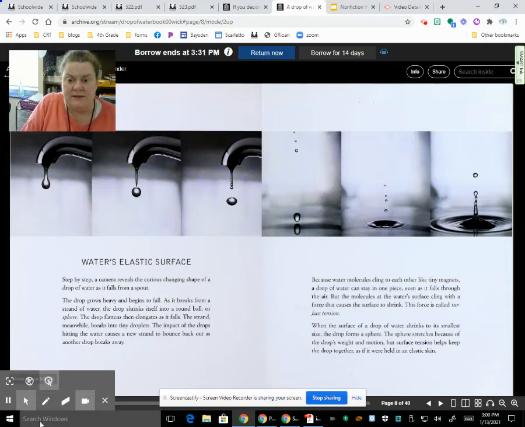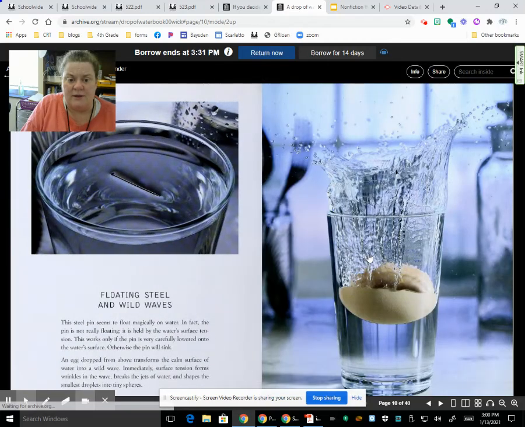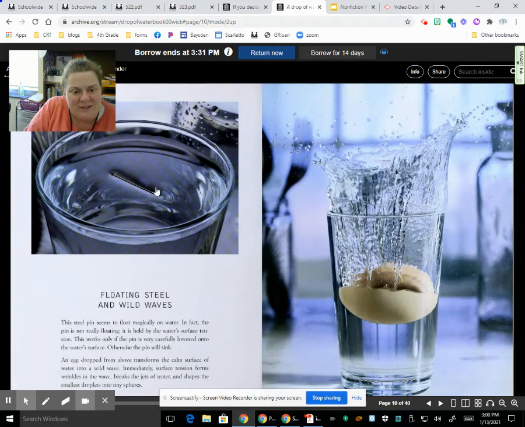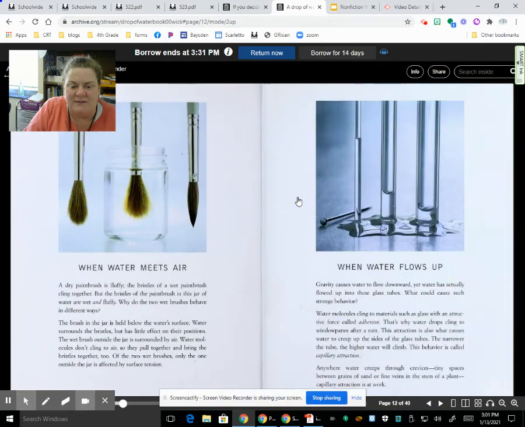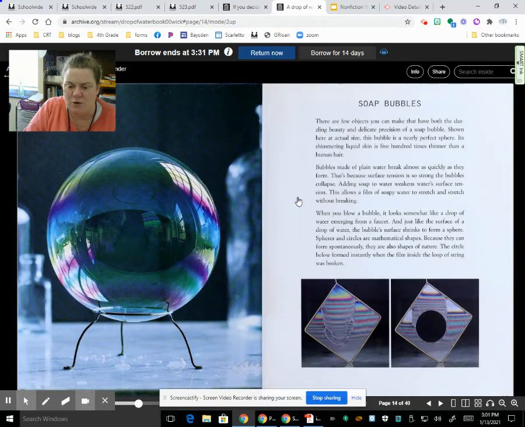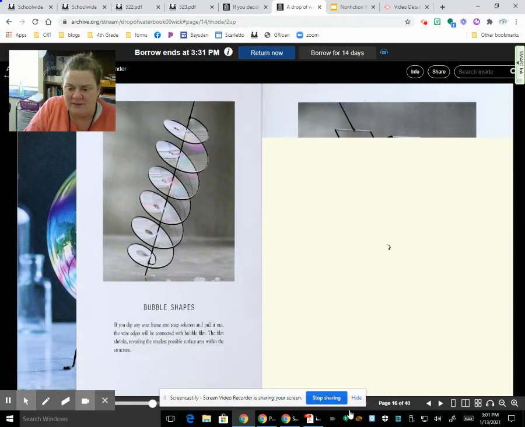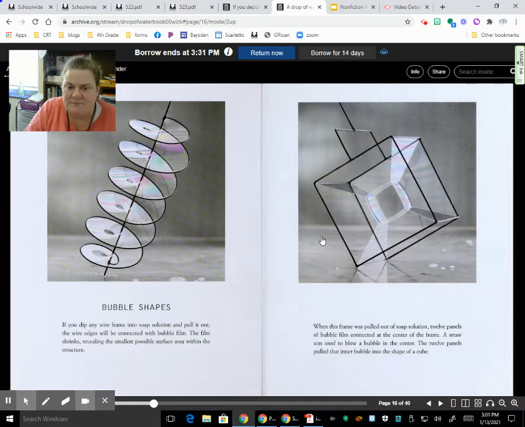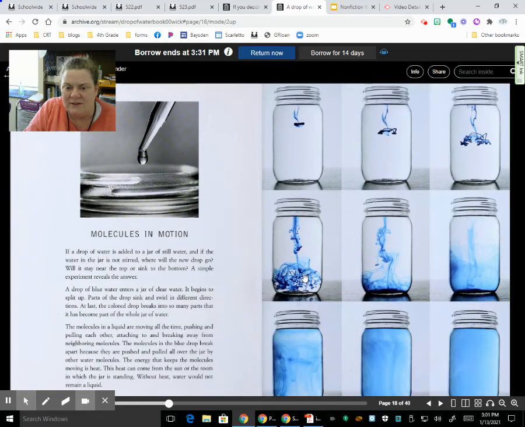Okay, let's look at a few more pages. So on this page, we would have floating steel and wild waves. Look at that. There's a pin floating on the water. When water meets air, when water flows up. Soap bubbles. Ooh, look at those bubbles. Very cool. Molecules in motion.